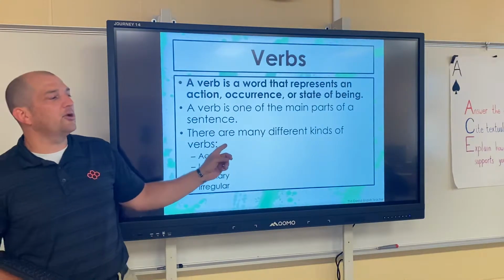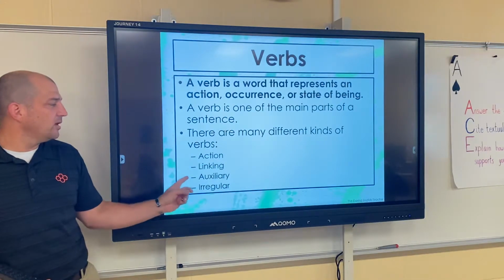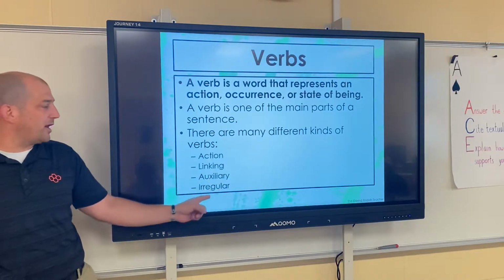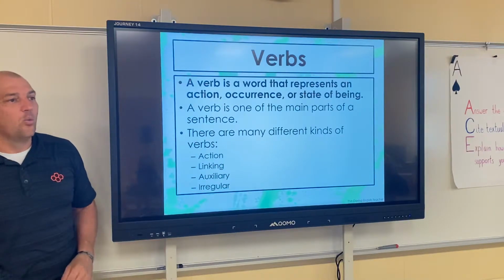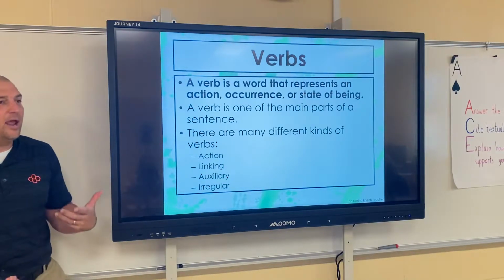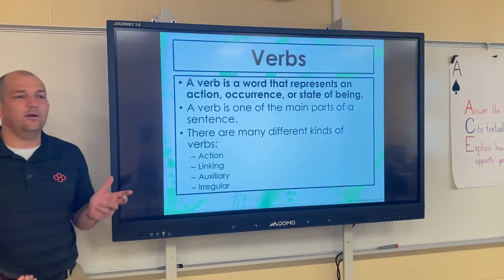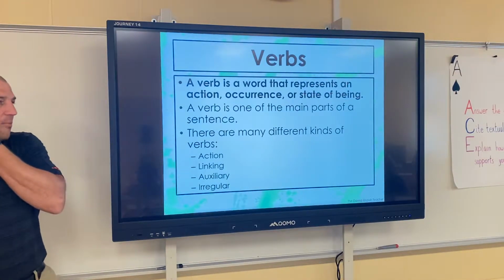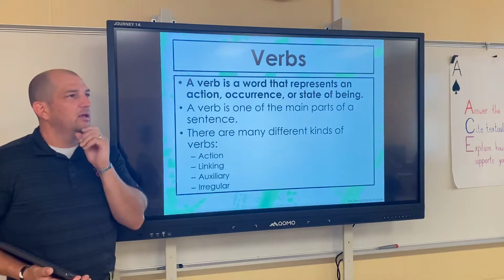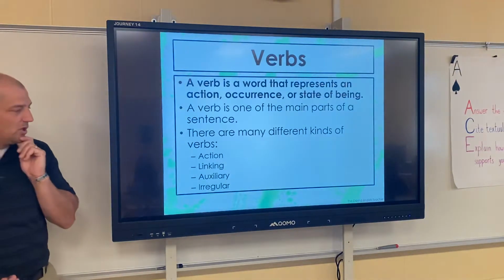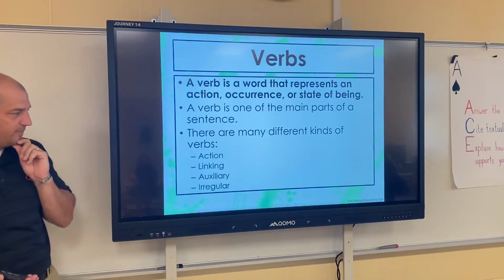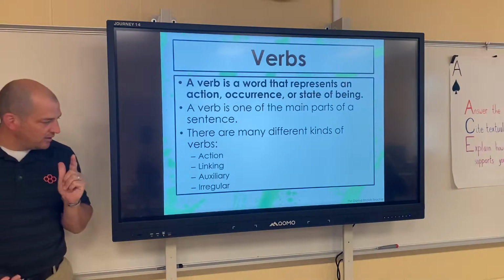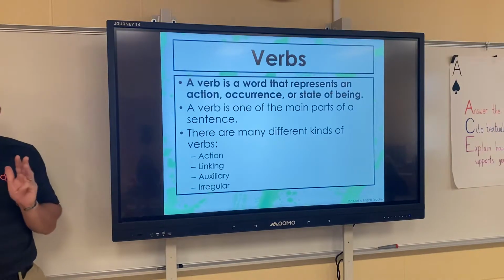Here we go. This is the other part I would highly recommend you write down. These four things are what we're going to try to do this week. Today and tomorrow, we're going to try to go over these four things. We might start with action and linking and then move on to auxiliary and irregular. But today we're going to look at action and linking, but I also want to end with some examples. So we'll do two examples today. Action, linking, auxiliary, and irregular.